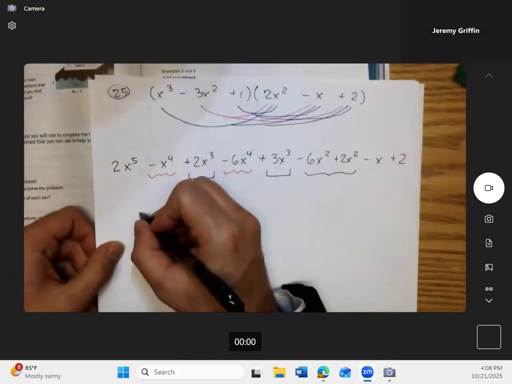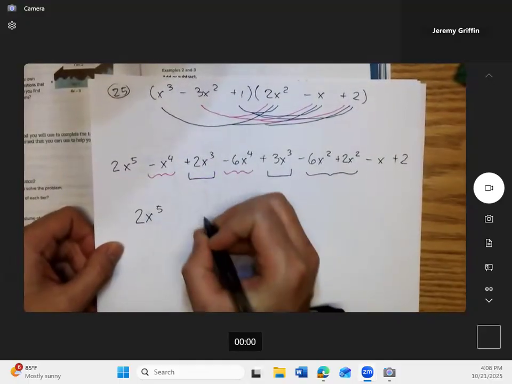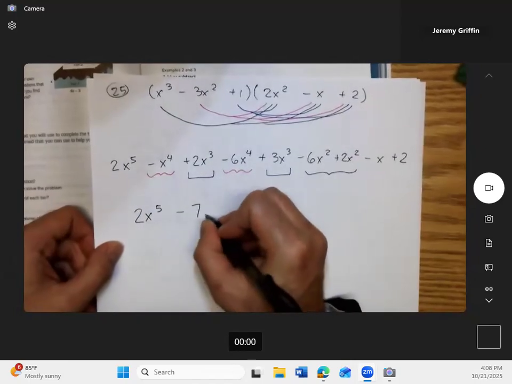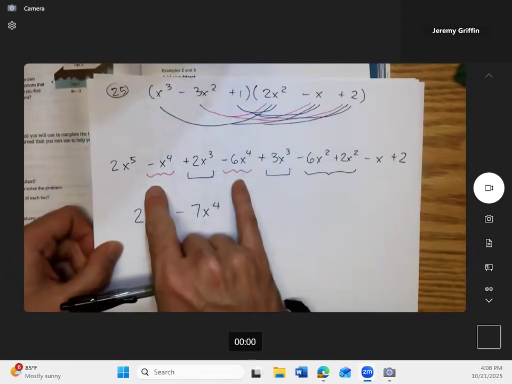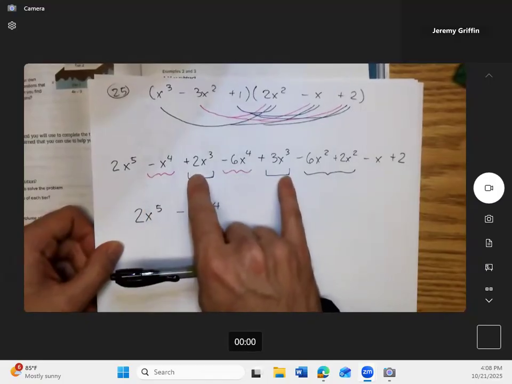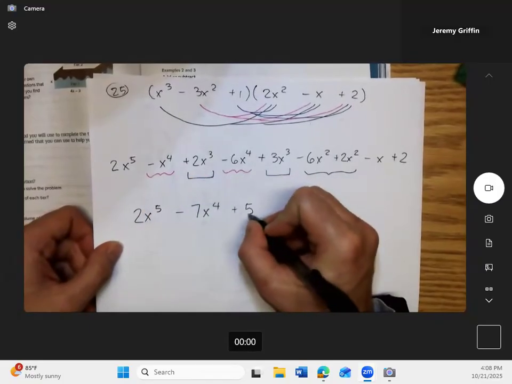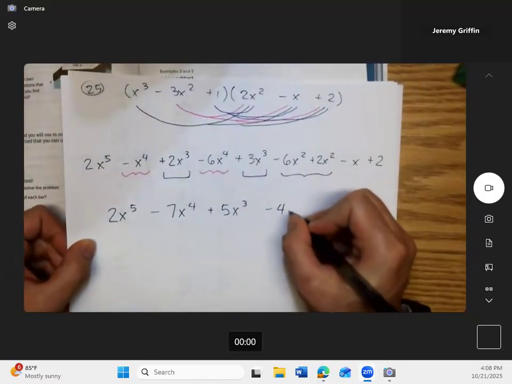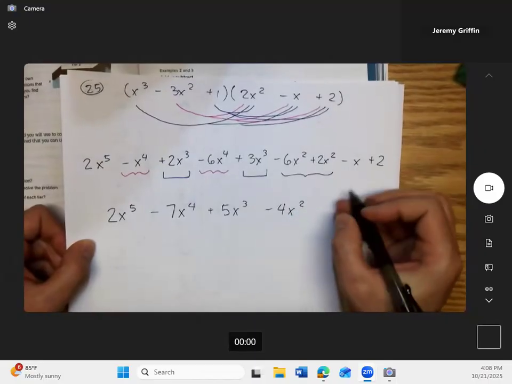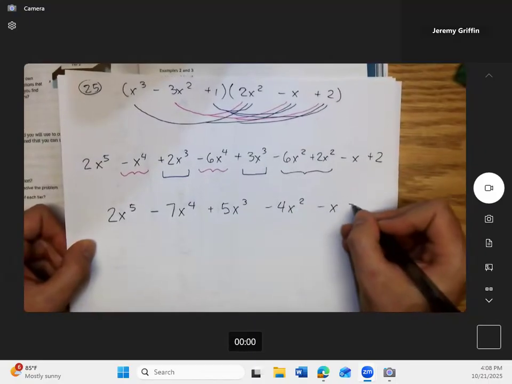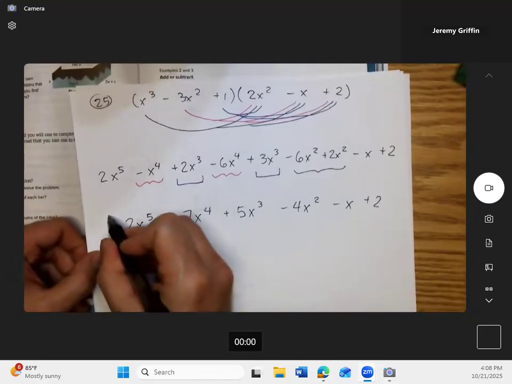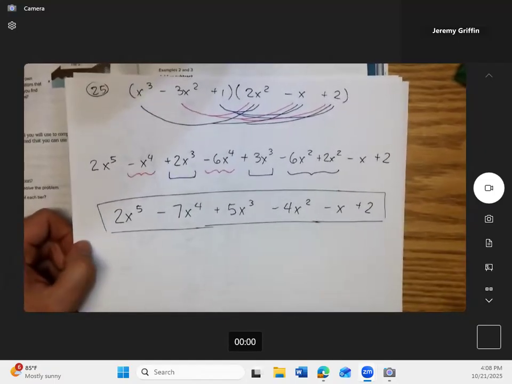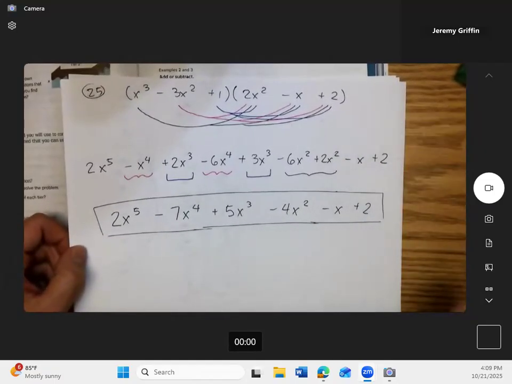Let's do it. So that gives me 2x to the 5. Now, negative x to the 4, negative 6x to the 4 brings me to negative 7x to the 4. So that's those. Then these guys, that's 2 something and 3 something. That gives me 5 of that. That's x to the 3. Then bring these together, that's minus 4x squared. Then add this negative x and those 2. Whew. I think that's as simplified as I can make that. And that is standard form right there. So, a bunch of little parts, but not too bad.